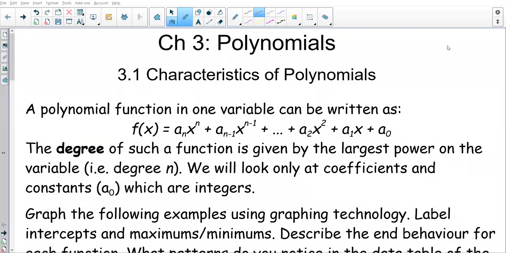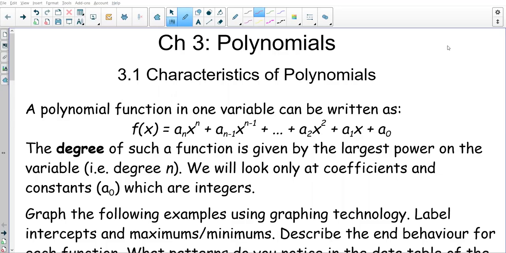Welcome to our lesson to start Chapter 3. Chapter 3.1 is on characteristics of polynomials. Now, you've been looking at certain polynomials for a couple of years now, but a polynomial function is a function that is in one variable and has coefficients multiplying those variables.